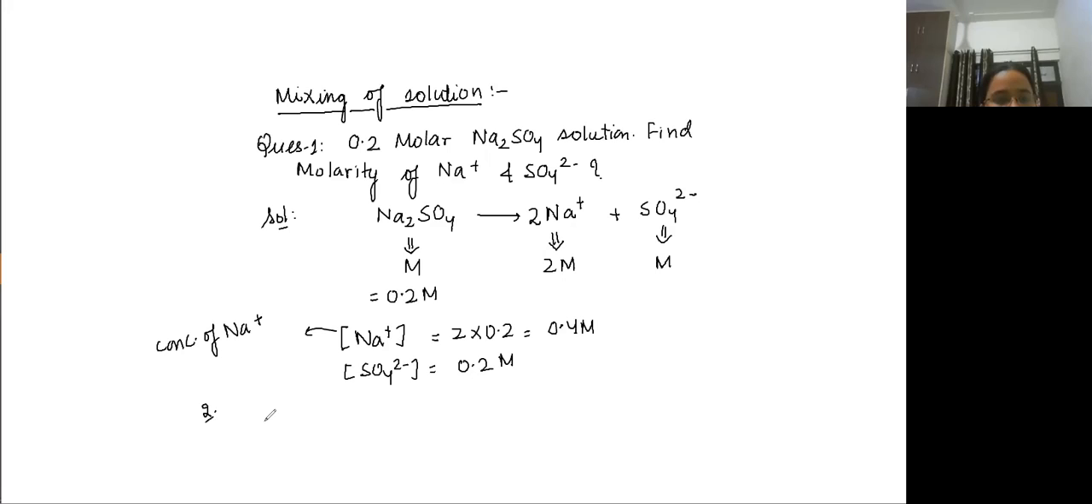Now, 0.4 molar AlCl3 solution is there. Find Al3 plus and Cl minus molarity. How will you do this?